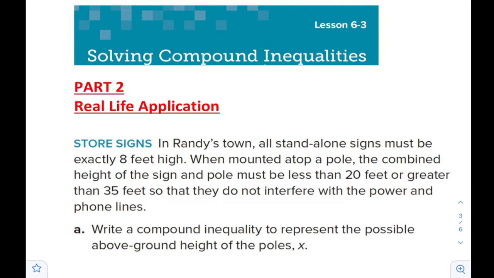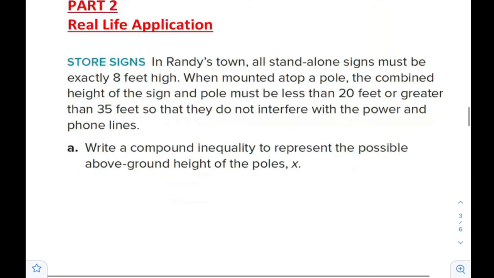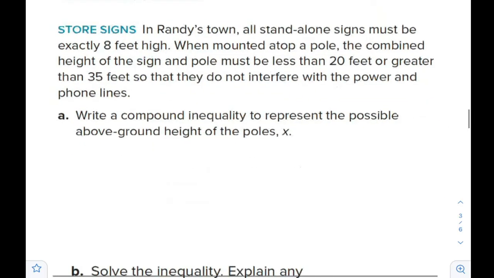Let's solve the real life application. Store signs. In Randy's town, all standalone signs must be exactly 8 feet height.